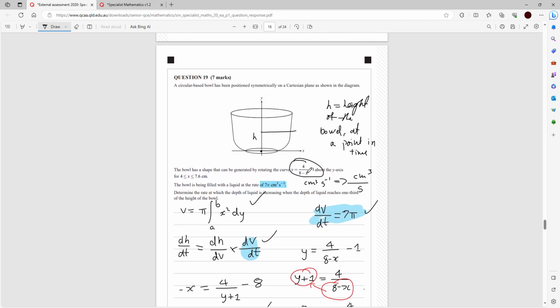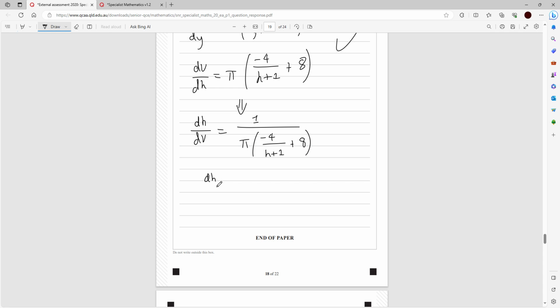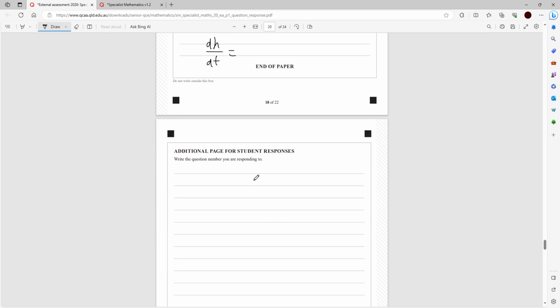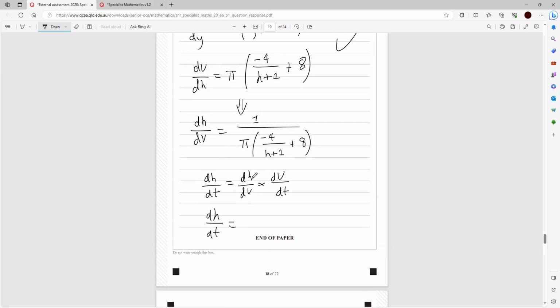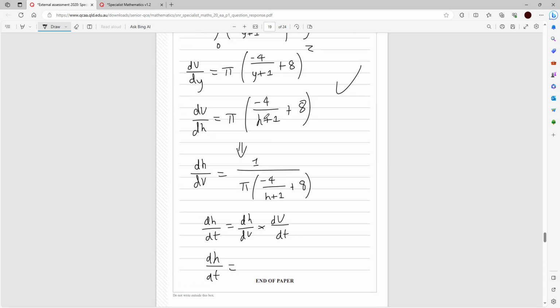Now, we've got to keep reading the question, because we know dh/dt is dh/dV times dV/dt, but if we make the substitution straight away, we're not going to get a number, we're going to get a function still, and we want a number. So we have, I'll write it down here, dh/dt. So now I'm going to write dh/dV, which is this bit here, 1 on pi multiplied by this whole thing here.